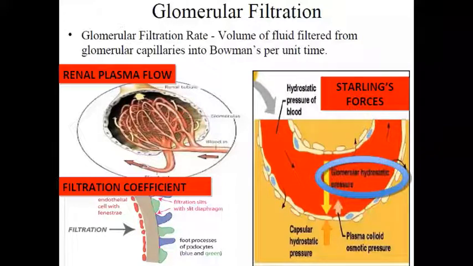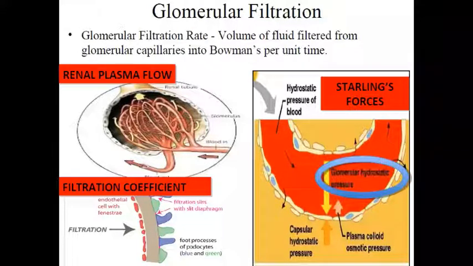Both the colloidal pressure in the capillaries and the hydrostatic pressure in the Bowman space are opposing pressures to the filtration pressure. We are going to calculate the net filtration pressure, comparing these pressures that are facilitating or inhibiting filtration. So you need to understand the Starling forces that can facilitate or inhibit filtration.